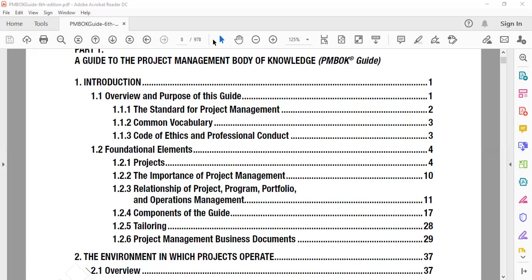The importance of project management is that to be a good project manager, you need skills, tools, and knowledge. To apply your knowledge and skills, you need some tools and techniques to meet the project requirements. What are the project requirements? Stakeholder needs and expectations.